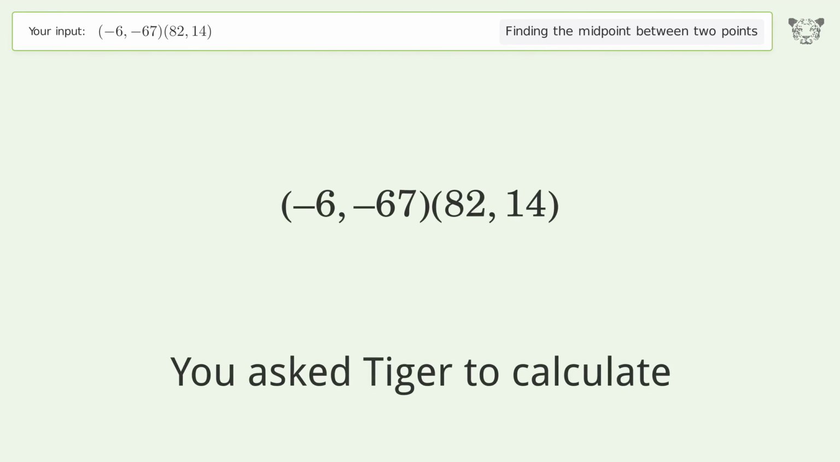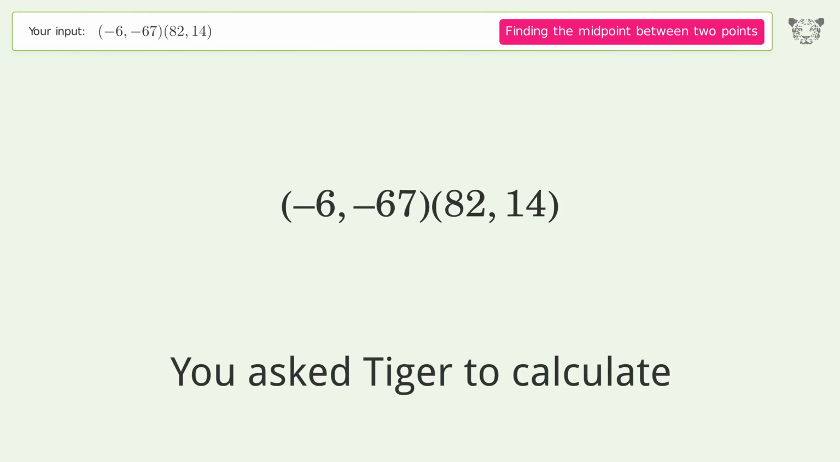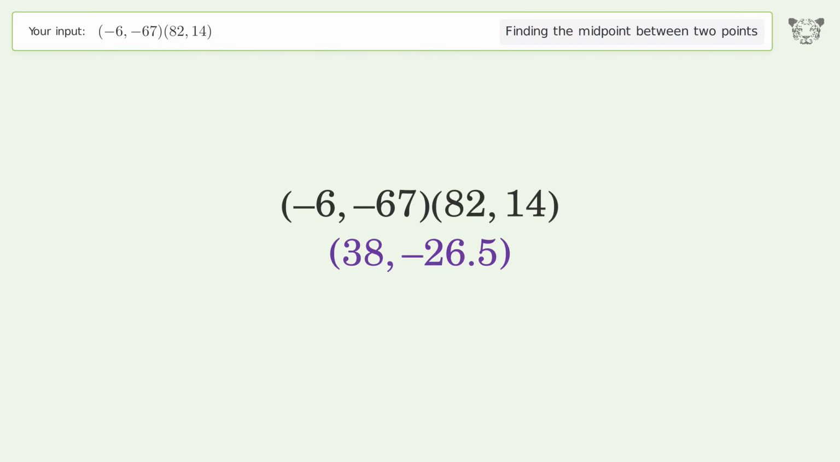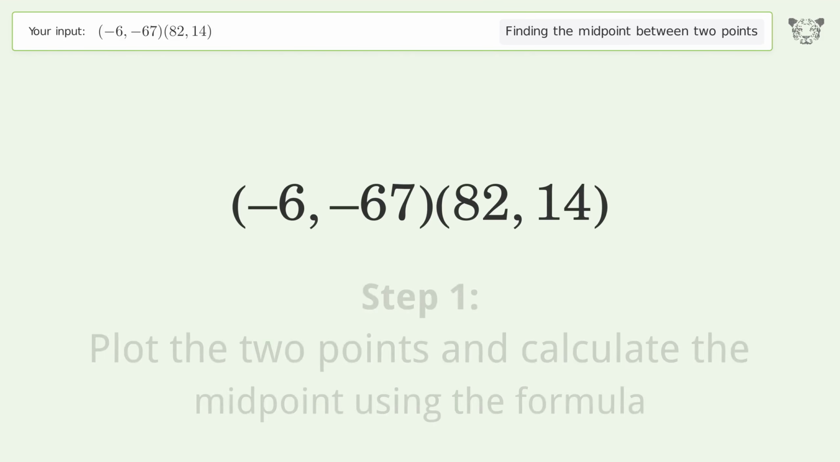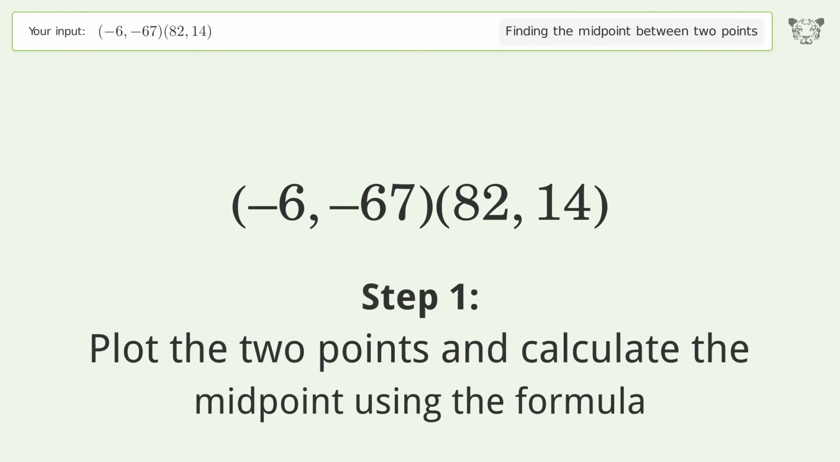You ask Tiger to calculate. This deals with finding the midpoint between 2 points. The midpoint between the 2 points is 38, negative 26.5. Let's solve it step by step. Plot the 2 points and calculate the midpoint using the formula.